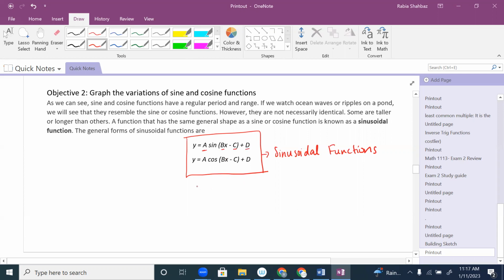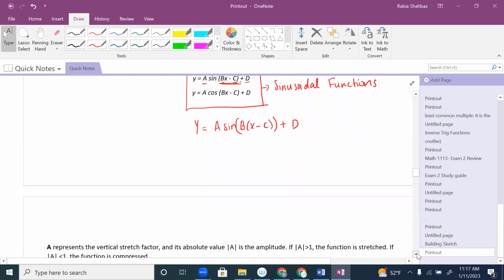There is another version of this equation, which we will talk about when we discuss the phase shift. The other version is where B is factored out of the equation. B will be factored out from this factor, Bx minus C, in both sine and cosine. So let's talk about the parameters. Let's first discuss A.